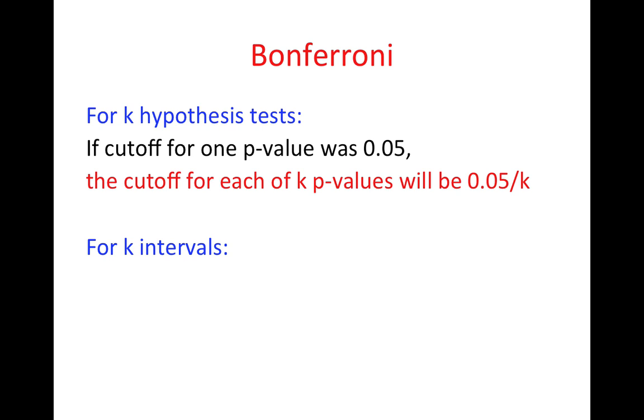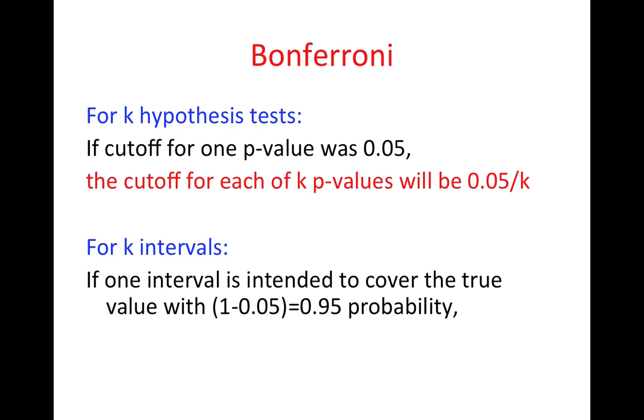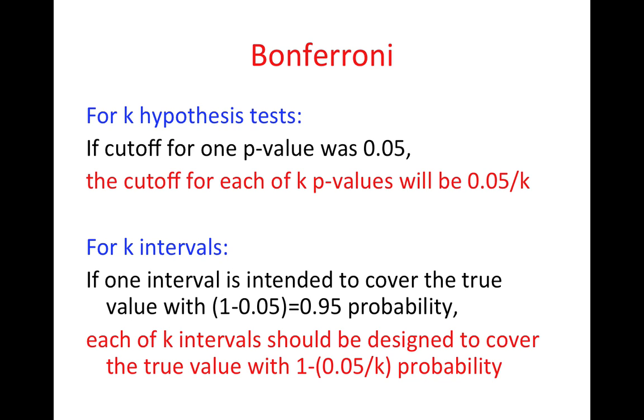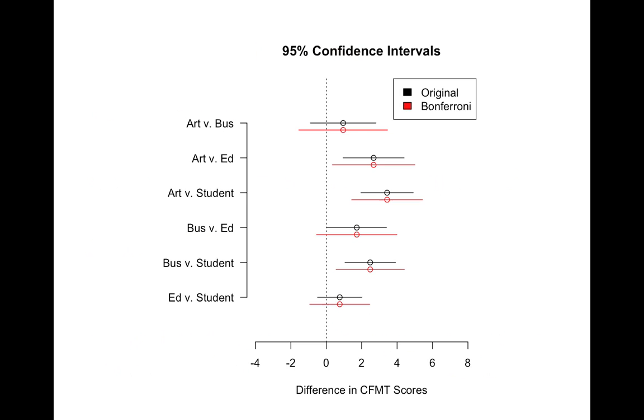In parallel, if you're making k confidence intervals, if one interval was supposed to have 95% probability, but now you want to have family-wise coverage, each of the k intervals should be a little bit wider. It should be designed to cover the true value with a larger probability. How do you get that probability? Well, say you have 5 tests. So now instead of a 95% probability, you're going to have 1 minus 0.01 probability. So you're going to make your intervals large enough that you'd expect to have 99% coverage for each of them, so that overall you have your 95% coverage.